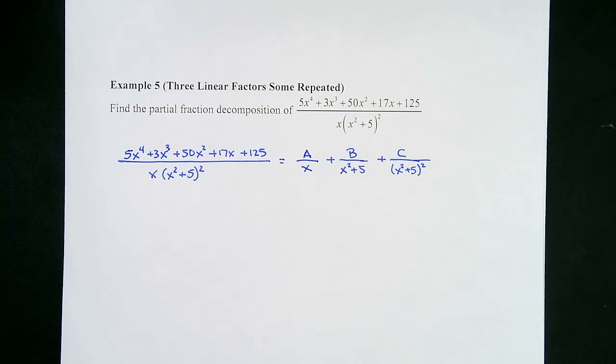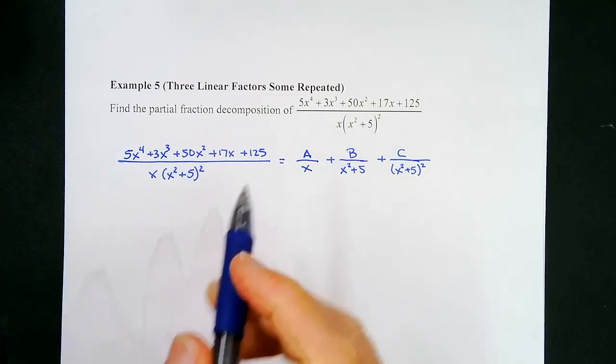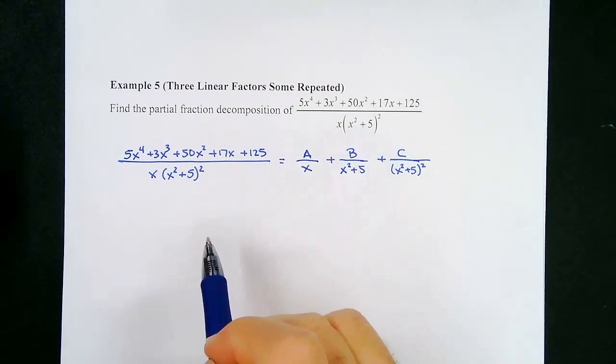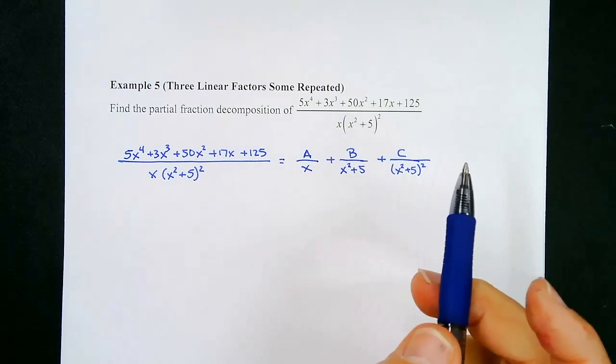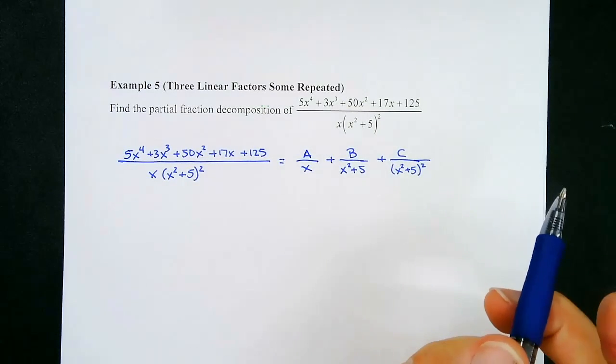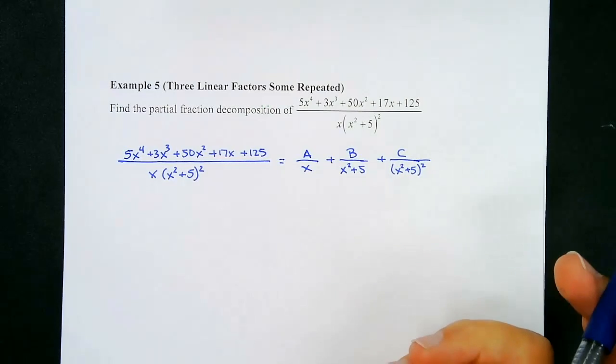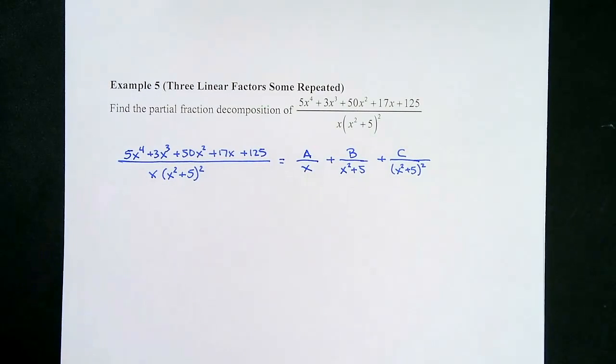All right, but for AP Calculus BC, we're really only going to look at where we have single factors, or we have a repeated factor but it's only twice, like examples 1 and 2. Really what you're going to see is examples 1 and 2. Okay, all right, that is partial fraction decomposition. That's how you do it.